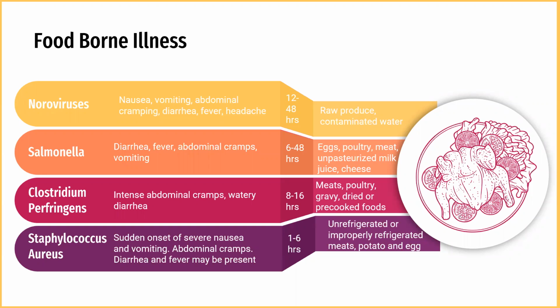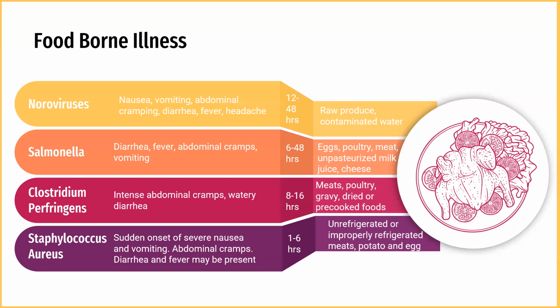Clostridium perfringens, the onset is 8 to 16 hours and it could last up to 24 hours. This is the most intense abdominal cramps. Foods that could cause it are meats, poultry, gravy, dried or pre-cooked foods, and time temperature abuse.